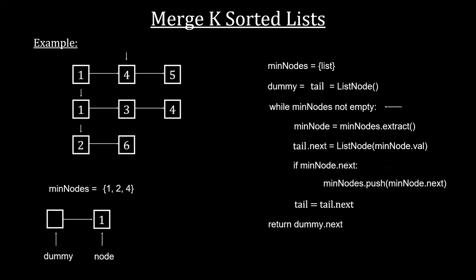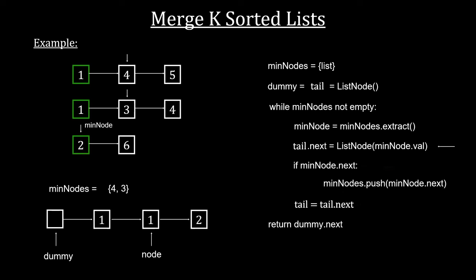Obviously it's not empty, so we extract the minimum node, which is 1. We create a new node of value 1 and link tail to it. Then we check if min node next is not null, and it's not, so we push node 3 into the min heap. Finally, we increment tail and continue. Now the nodes in our min heap are 4, 3, and 2. Obviously it's not empty, so we extract the min node, which is 2. We create a new node of value 2 and link tail to it. Then we check if the next node is not null, and it's not, so we push node 6 into the min heap and we increment tail.